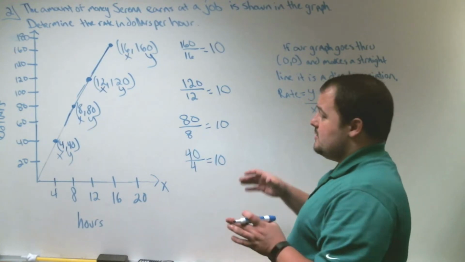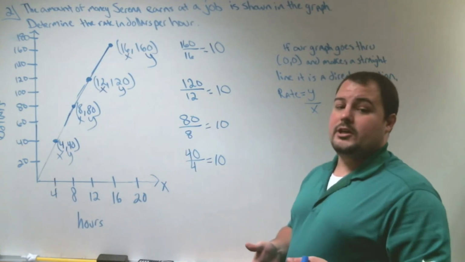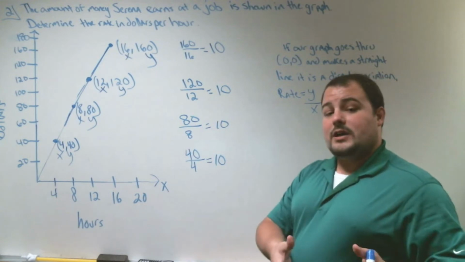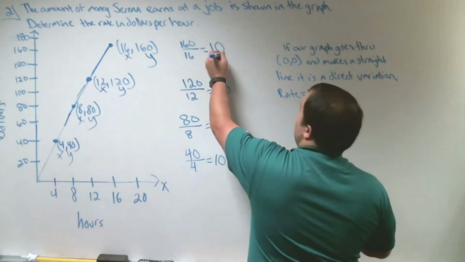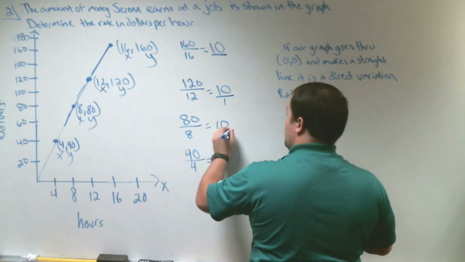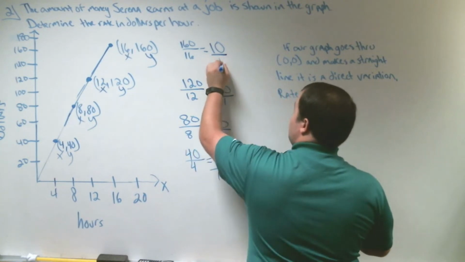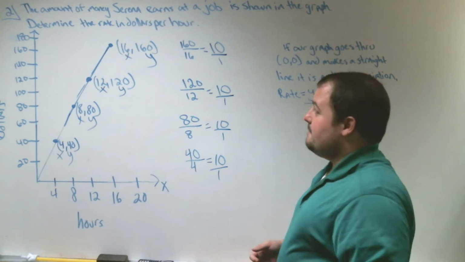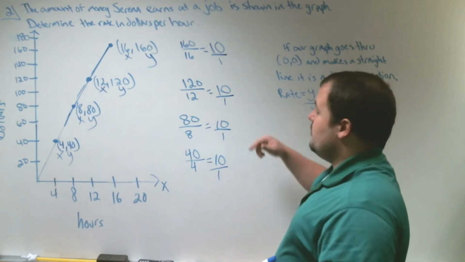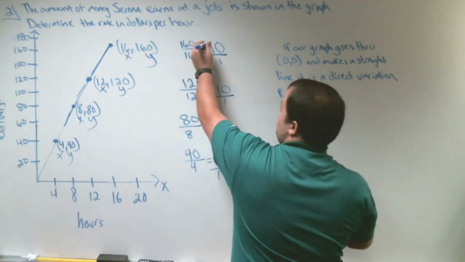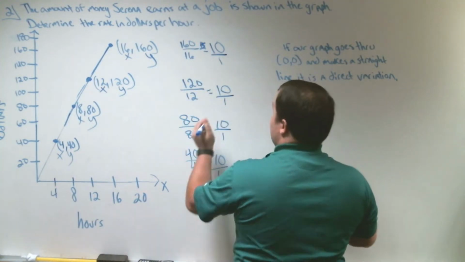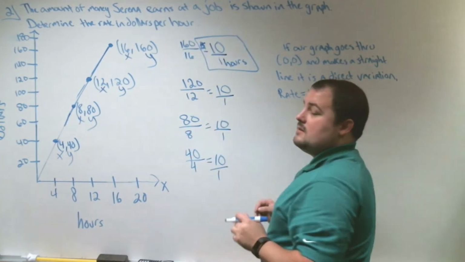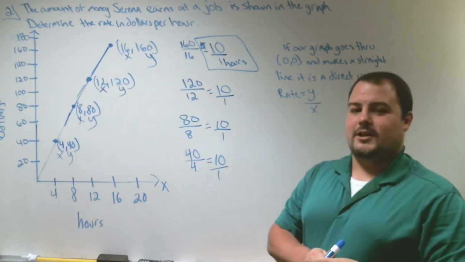So we are able to say that this is a direct variation because we're always getting the same number when we take the y divided by x. So this is our value of k. All we got to do is put this over 1 to figure out our rate. And, like we always say in class, if you like it, put a label on it. So we're going to label this. The y value is dollars, and the x value is hours. So that means that this person is making $10 an hour, and that's their rate.